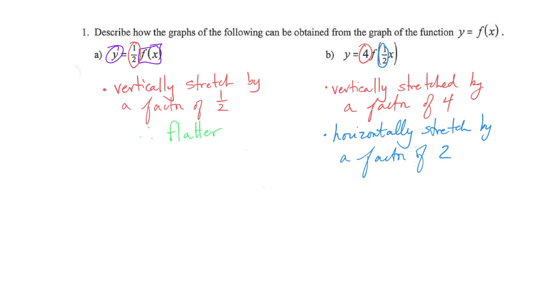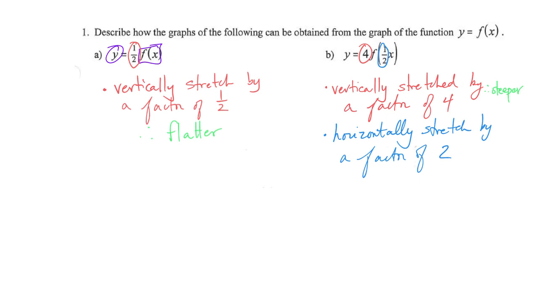Okay, let's take a look at B. If I have a vertical stretch by a factor of 4, then it's like I'm pulling my graph away from the x-axis. And if I pull it away from the x-axis, that's going to cause my graph to become steeper.